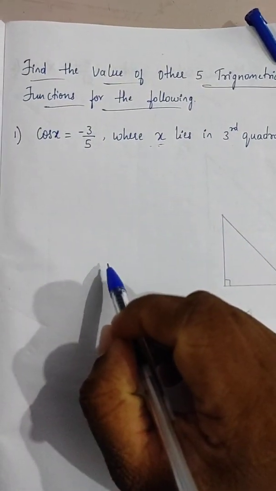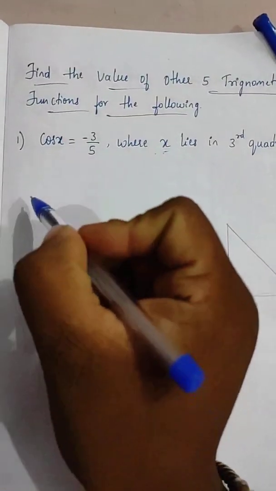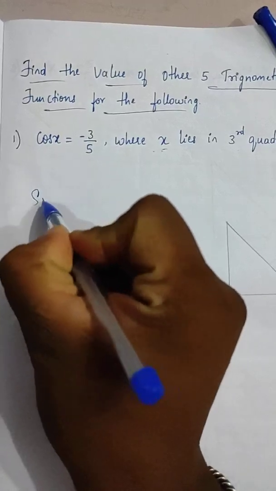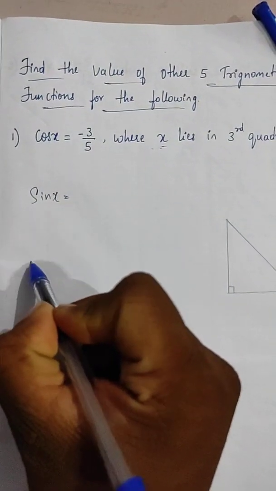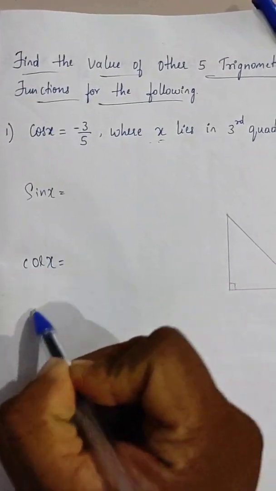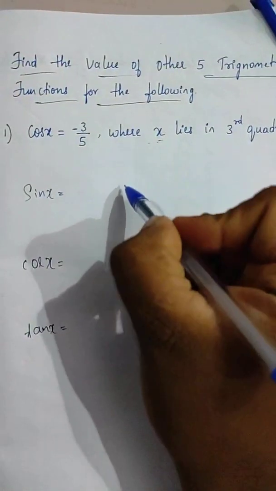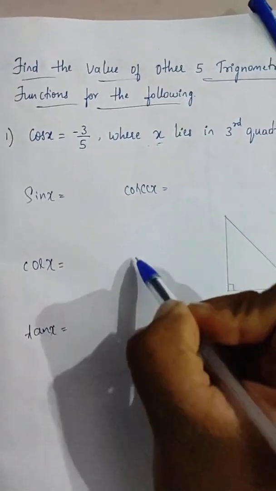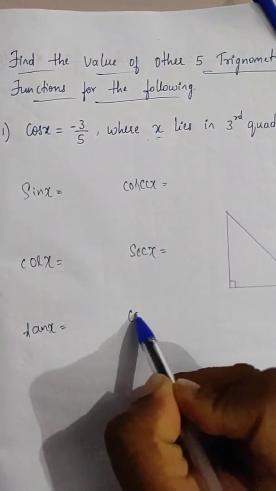Is it clear? Now you want to find the other trigonometric ratios. So let me write the other trigonometric ratios: sin x, cos x, tan x, cosecant x, secant x, cot x.